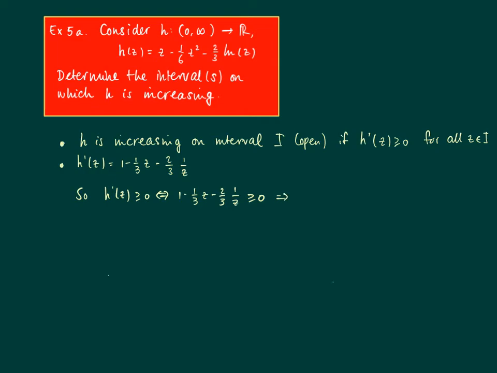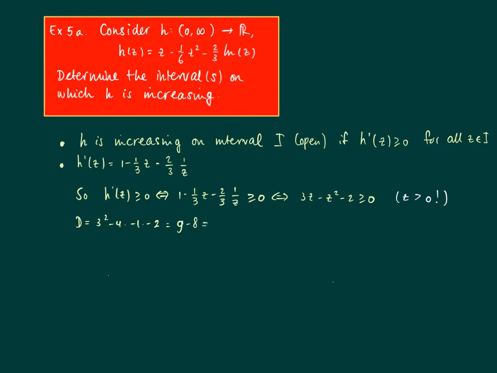Well, now we may multiply left and right with a z, and we get 3z minus z squared minus 2. So actually we multiply by 3z. Now notice that this is okay since z is larger than 0.